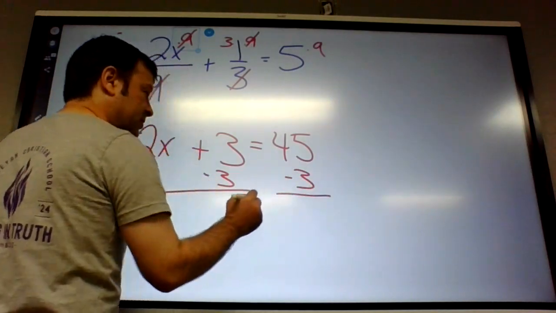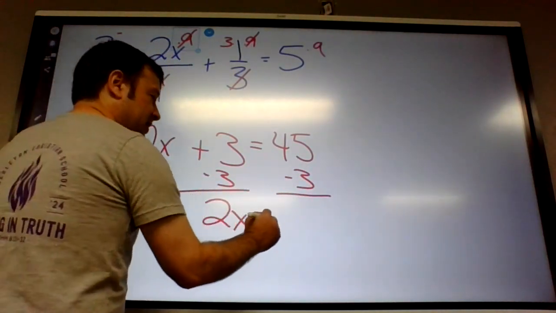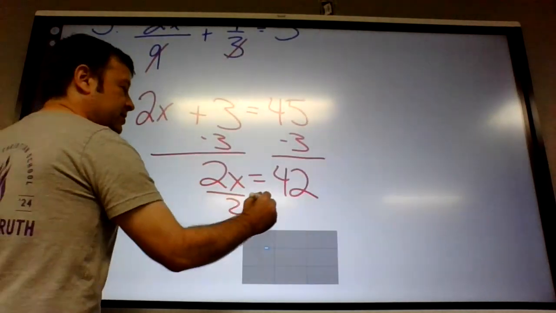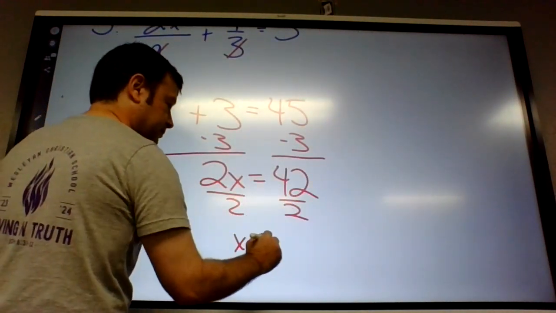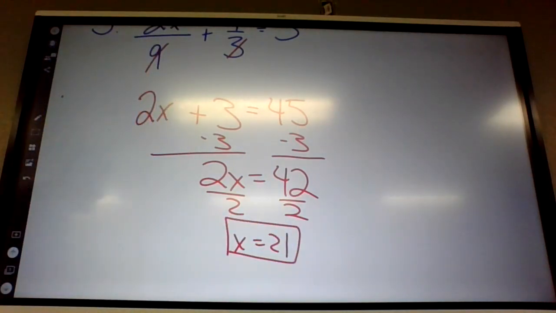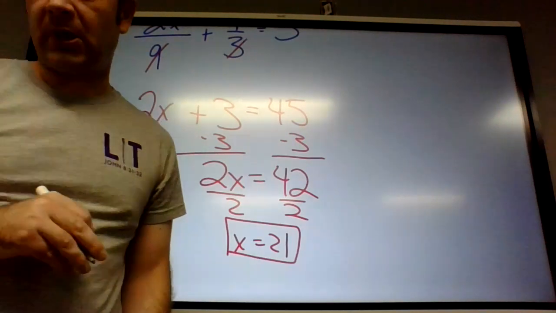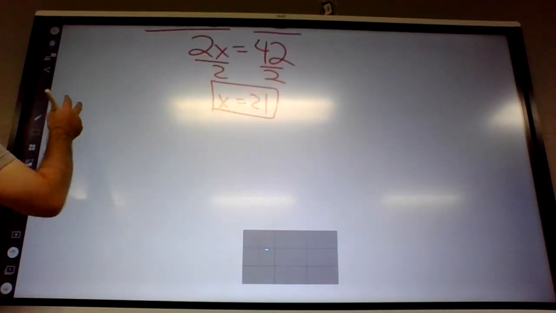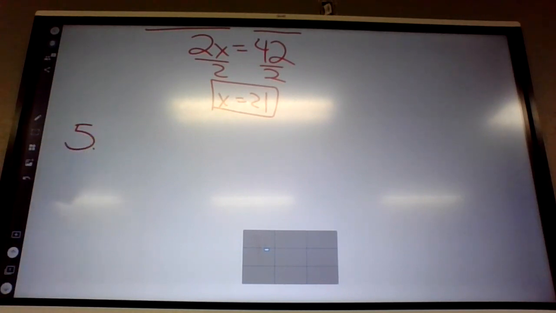As long as you follow correct rules, you should be good. So subtract the 3, divide the 2, and we got 21. All right, number 5.